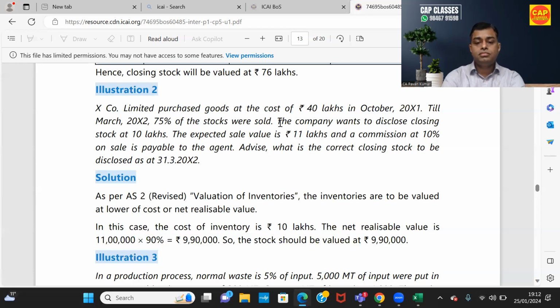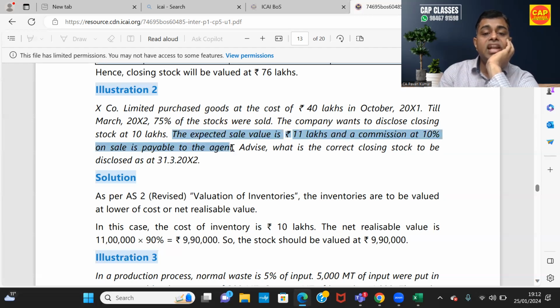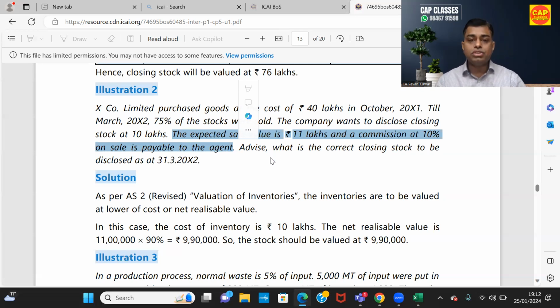Continue. The company wants to disclose closing stock at 10 lakhs. The expected sale value is rupees 11 lakhs and a commission at 10% on sale is payable to the agent. Wait. This information is given to calculate NRV. How do we calculate NRV? Take 11 lakhs minus 10% commission, 1,10,000. So NRV is 9,90,000. So cost 10 lakhs, NRV 9,90,000, whichever is lower. So 9,90,000 is the value of inventory.